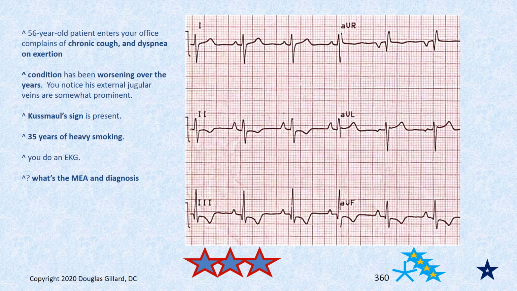A 55-year-old comes in your office complaining of a chronic cough and dyspnea on exertion. The condition has been worsening. The jugular veins are sticking out. Kussmaul sign is positive. 35 years of smoking. Do an EKG. The important part of this is do an EKG. What do you think with regard to the mean electrical axis? Is the axis normal? And I want to know exactly what the axis is.